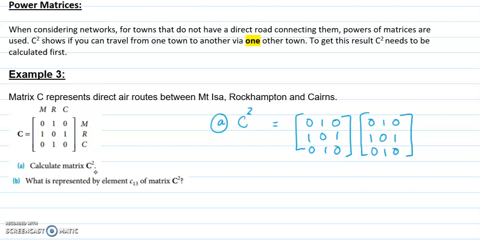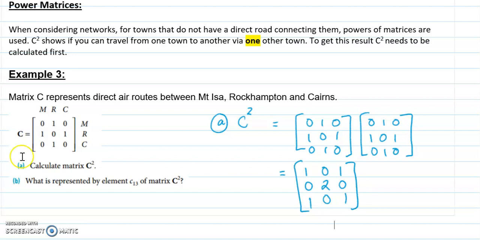Now we've done multiplication of matrices. And if you multiply this out, what you would get is 1, 0, 1, 0, 2, 0, and 1, 0, 1. So that is the matrix C squared. Okay, so that's the first thing. You calculate the matrix C squared.